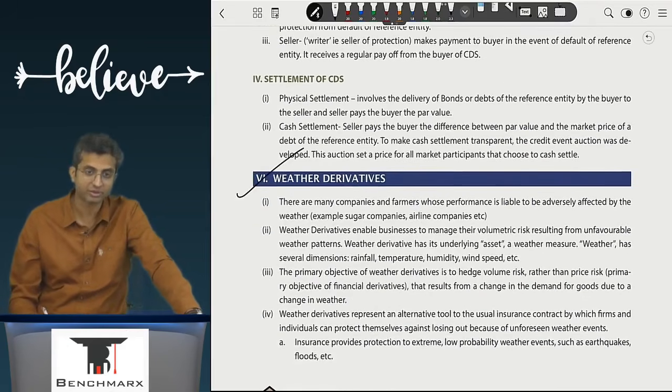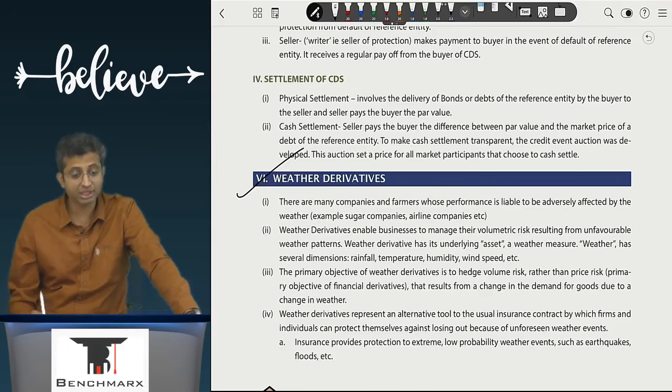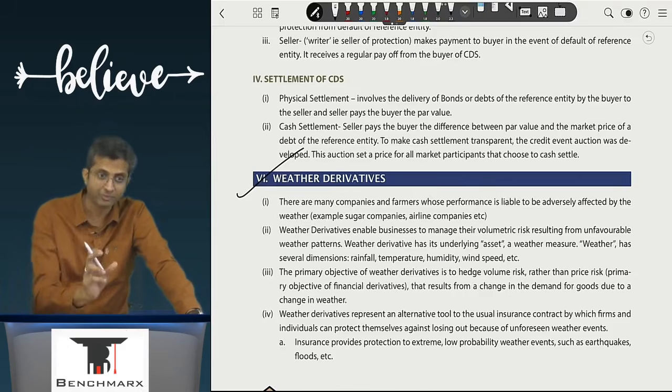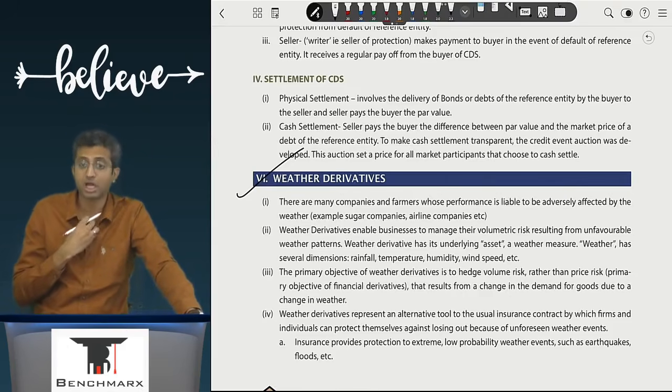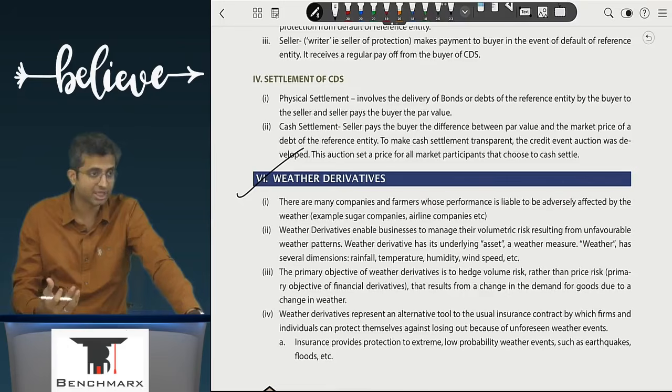Weather derivatives. What do you mean by weather derivative? It is like rainfall, temperature. A derivative can be based on these too. This is largely linked to volume. We will say, why do you need a weather derivative? If I am someone like a farmer, I am worried that if the weather goes adverse, like there was a cyclone recently in the south of India.